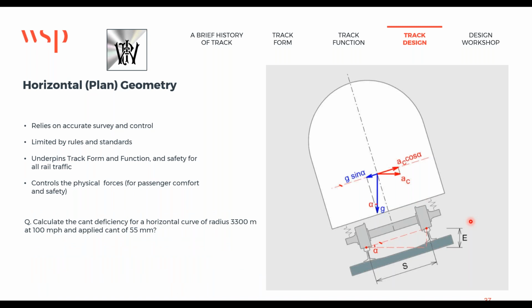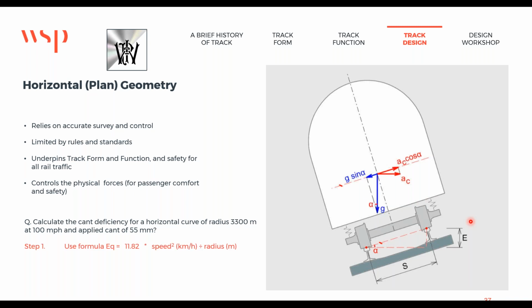So how do we calculate the cant deficiency for a horizontal curve of radius 3,300 at 100 miles an hour, and we've got applied cant of 55. Oh, and by the way, we apply cant in steps of 5 millimeters. And that's because Gash couldn't count in anything less than multiples of 5.